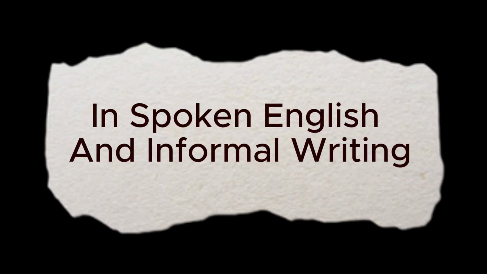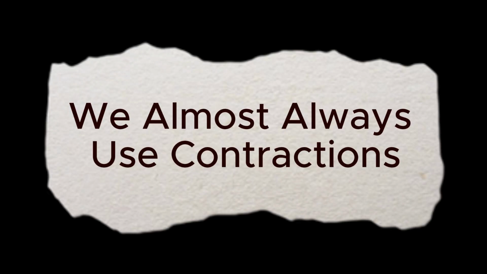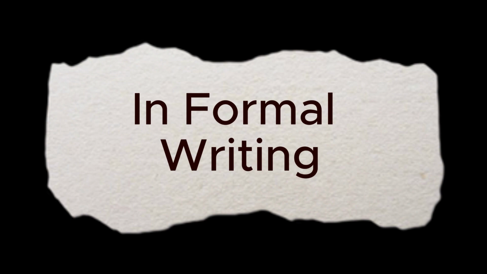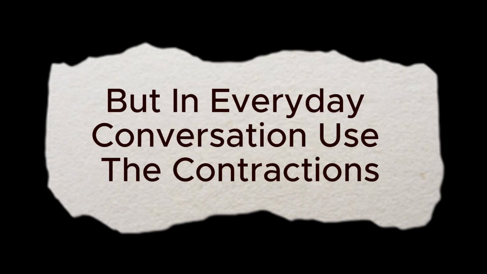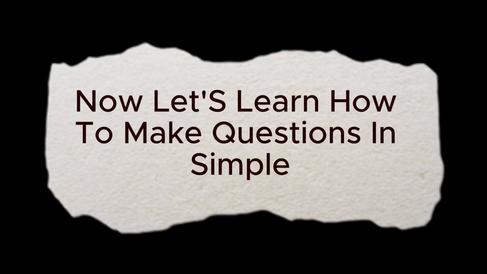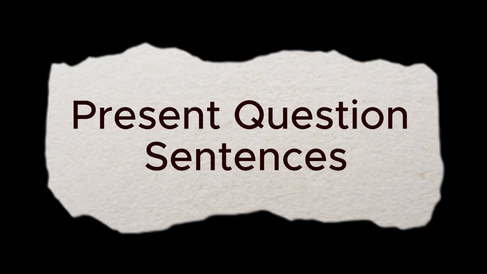Contractions. In spoken English and informal writing, we almost always use contractions. Do not becomes don't. Does not becomes doesn't. In formal writing, you might write out do not and does not, but in everyday conversation, use the contractions. Now, let's learn how to make questions in simple present.